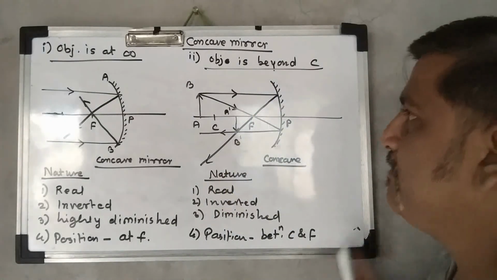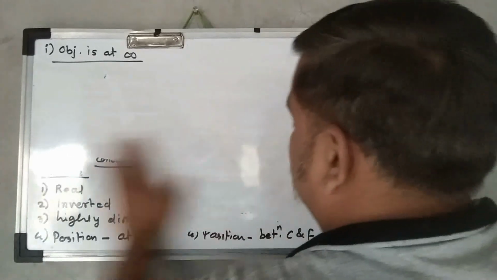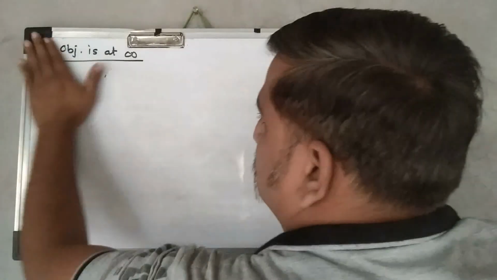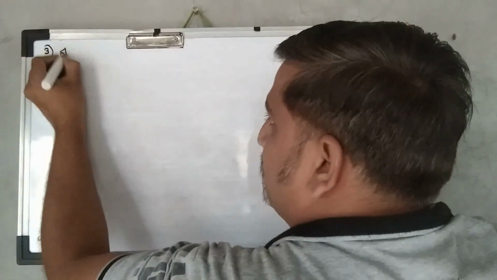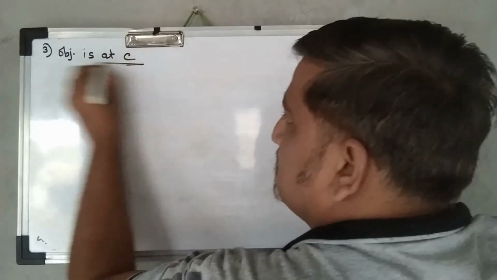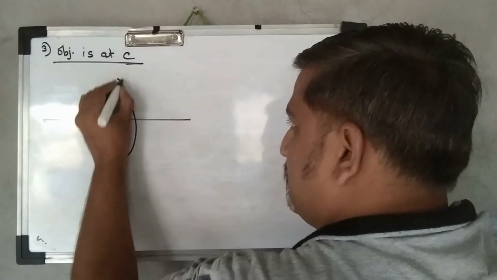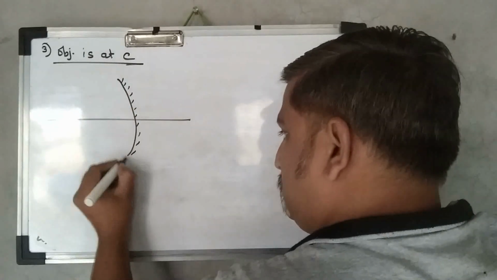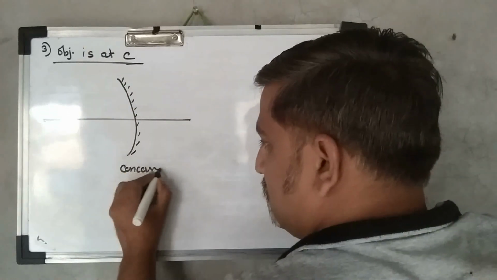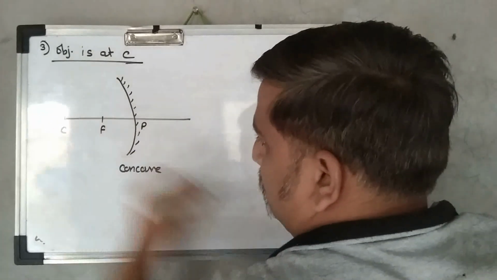Now let's see the third position. Third position: the object is at C, meaning the center of curvature. Again the principal axis and the mirror, this is a concave one. Say this is the pole, focus, center of curvature.